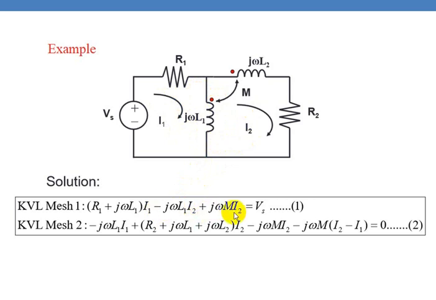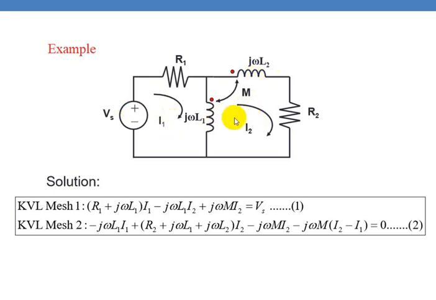Then coming to the mutual inductance voltage. The mutual inductance voltage in this coil will be j omega M into what is the current? Which coil is coupled? This coil is coupled. What is the current in this? It is I2. So j omega M into I2. This will be equal to Vs. This is the first equation.